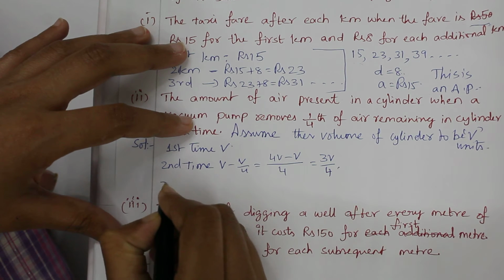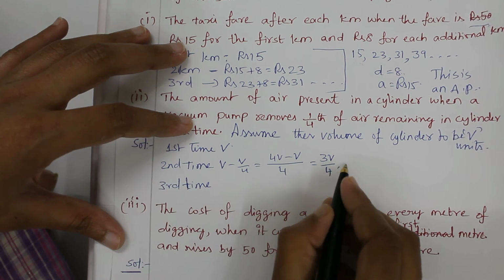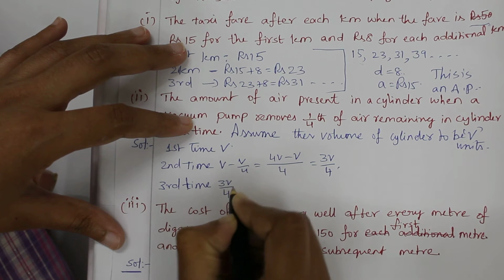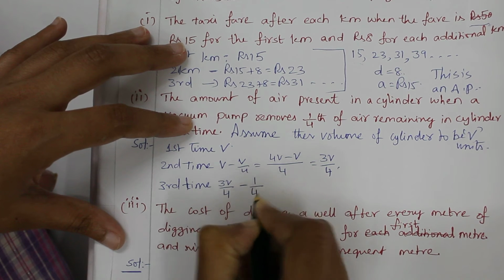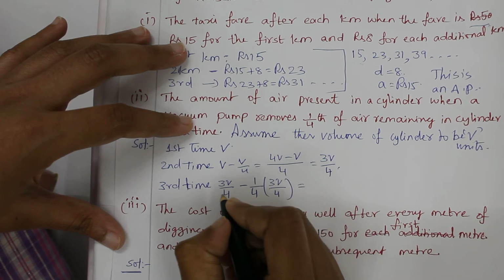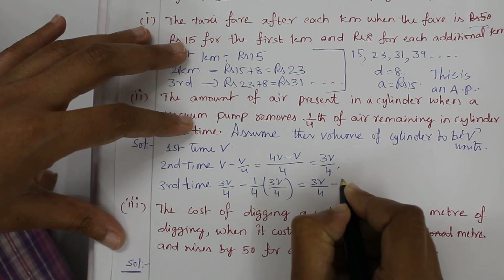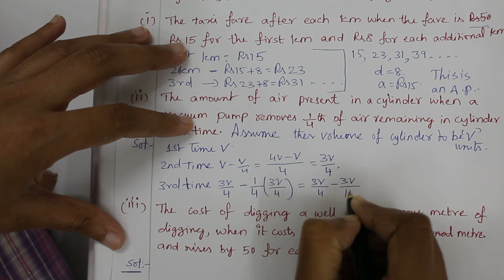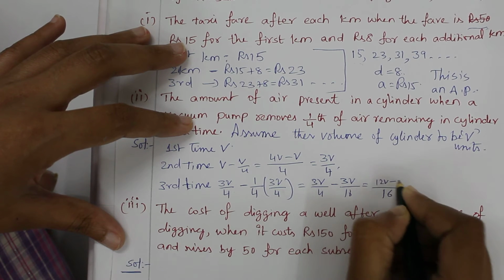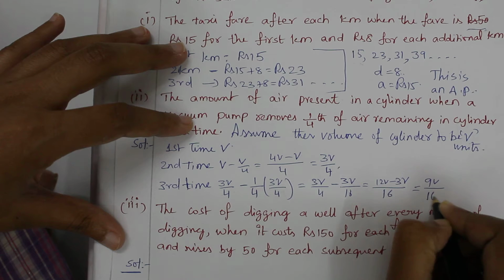Now third time what would happen? Again I am subtracting 1/4 of the remaining volume. What is the remaining volume? 3V by 4. And 1/4 of the remaining volume becomes 1/4 of 3V by 4. So this will be the volume left for the third time. 3V by 4 minus 3V by 16. That is equal to, LCM 16, 12V minus 3V. That is equal to 9V by 16.